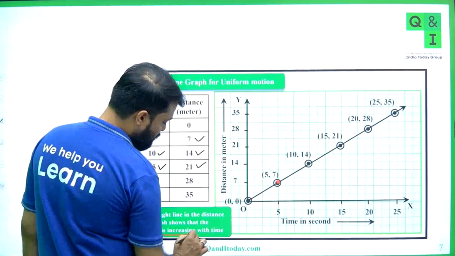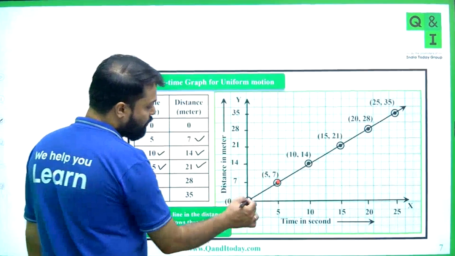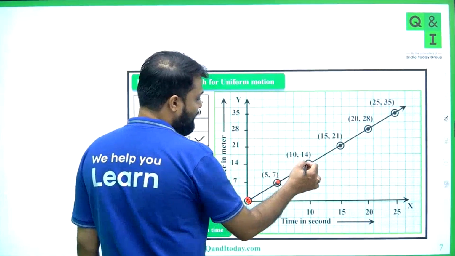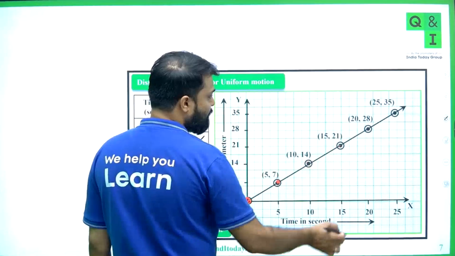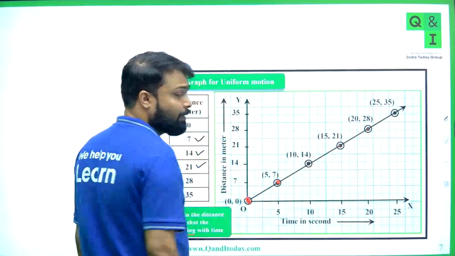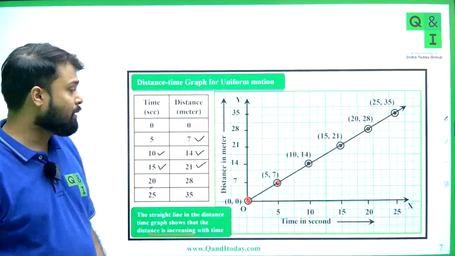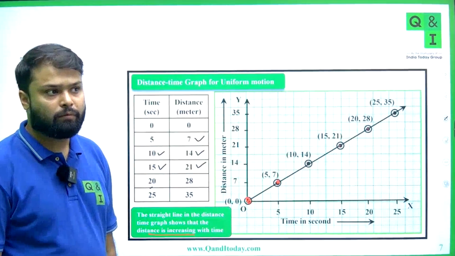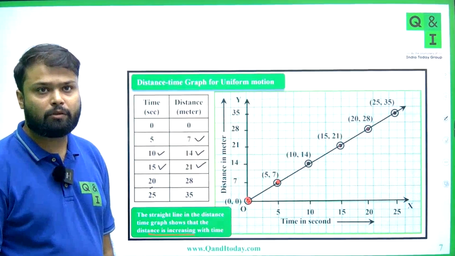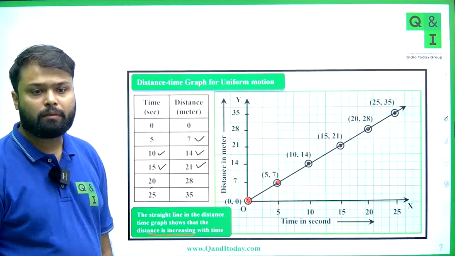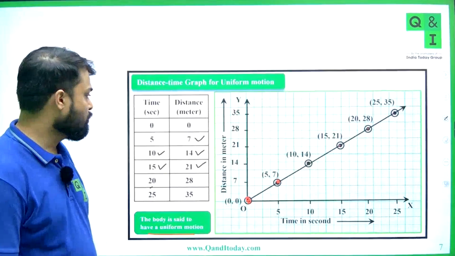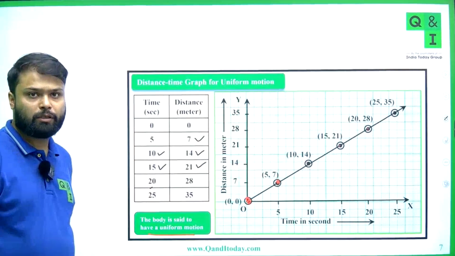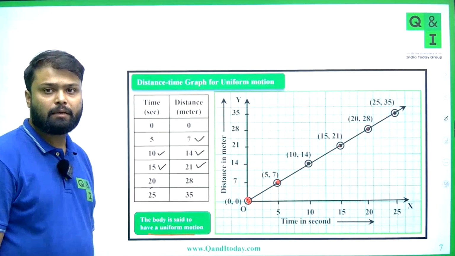Can we say initially the body is at the origin, then after 5 seconds the body is at 7 meter, after 5 seconds at 14, after 5 more 21, then 28, then 35? Can we say that with respect to time distance is increasing? Yes, sir. So here you can see we can say that the body is in uniform motion.